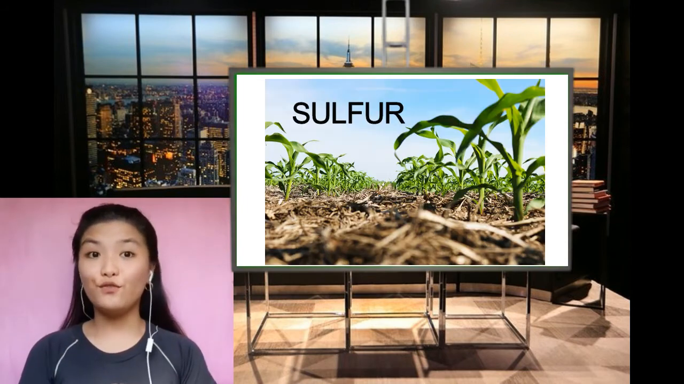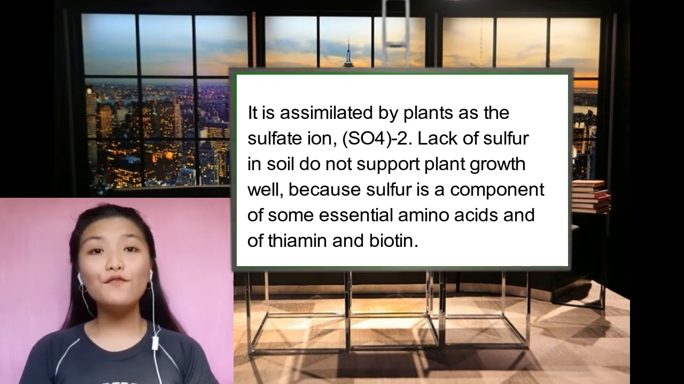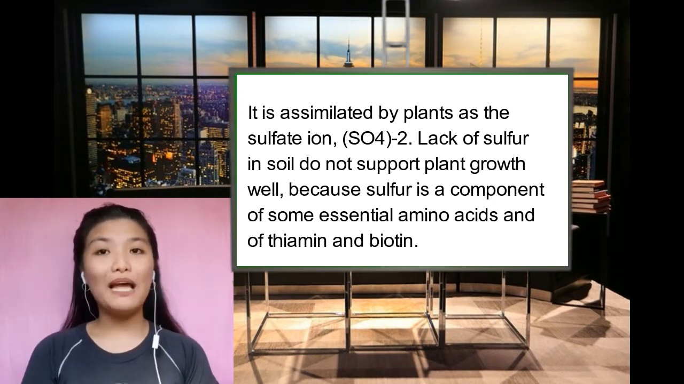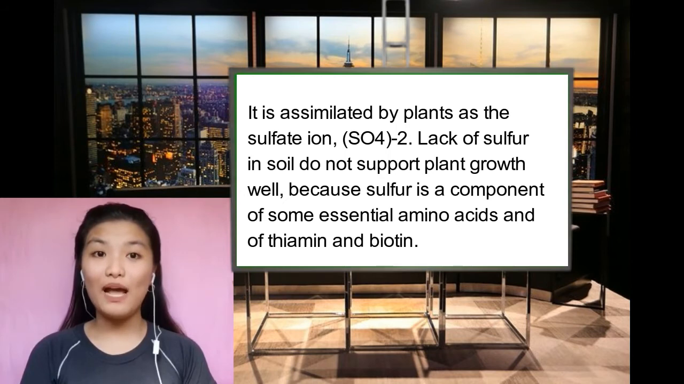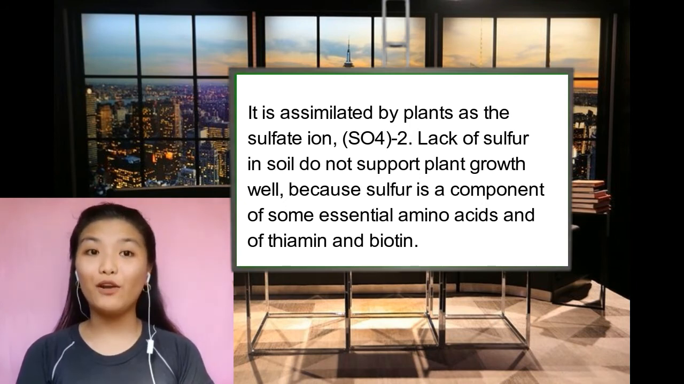Next is the sulfur. Sulfur is assimilated by plants as the sulfate ion or the SO4. Lack of sulfur in soil does not support plant growth well because sulfur is a component of some essential amino acids and the thiamine and biotin. So sulfur is one of the most important elements in the macronutrients.